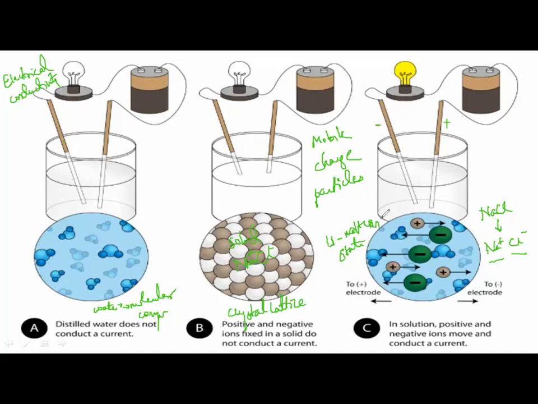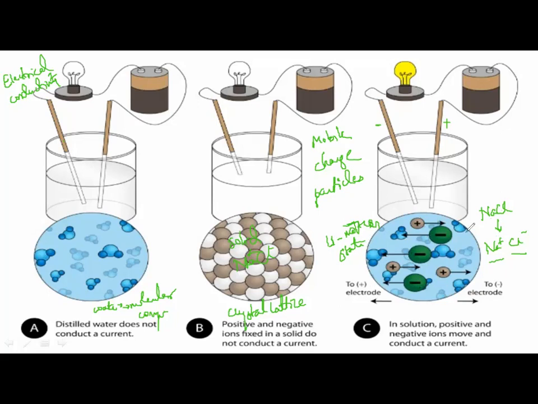So you can take an ionic compound in the molten state or in the dissolved state. Melting of an ionic compound frees the ions to conduct a current. Not only dissolving in water, even if you melt the ionic compound, it will free the ions to conduct the electric current. So ionic compounds conduct an electric current when melted or dissolved in water.